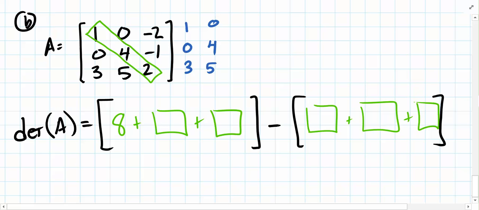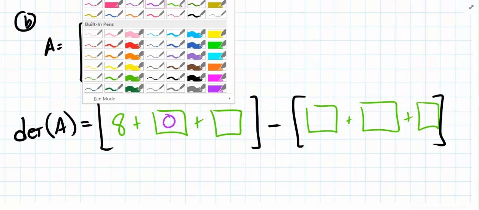Check this out. 0 times negative 1 times negative 3, well, that's just 0, isn't it? Because if there's a 0 in there, then I'm good to go. And check this one out. Hey, negative 2, 0 times 5, well, hey, that's also 0. So I don't have to worry about that one.